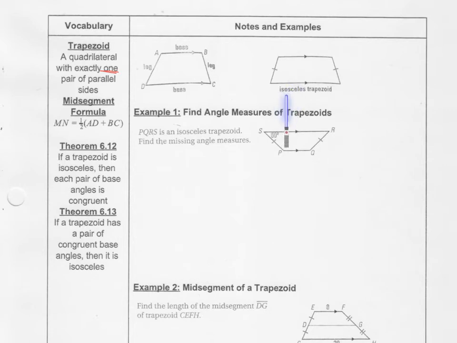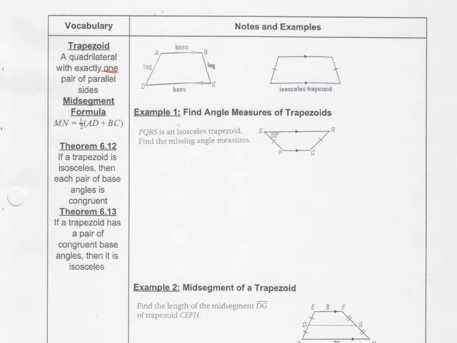This is also a trapezoid. It's called an isosceles trapezoid. Remember, isosceles triangle comes from having two equal sides. You've got the tick mark here and the tick mark here. So just one pair of sides that are equal length. Okay, that's an isosceles trapezoid.